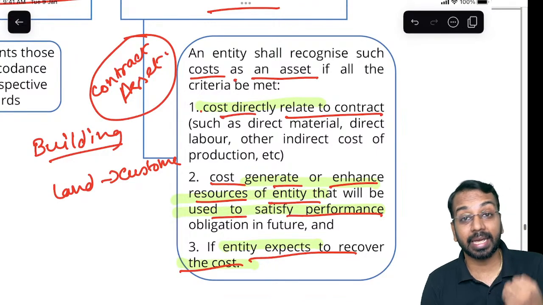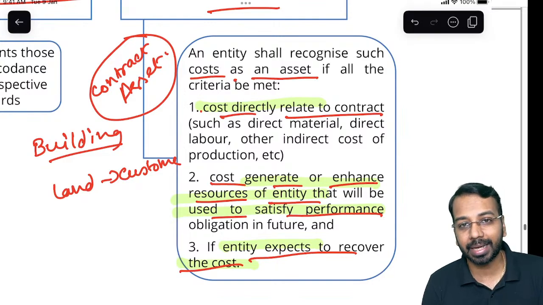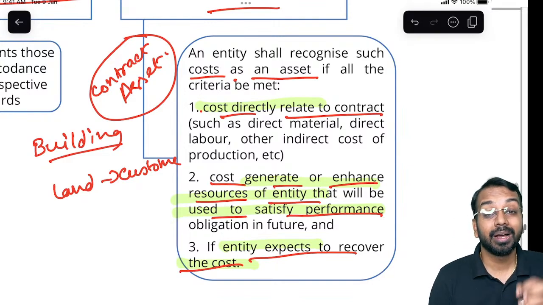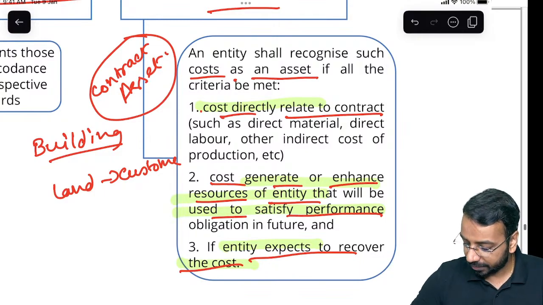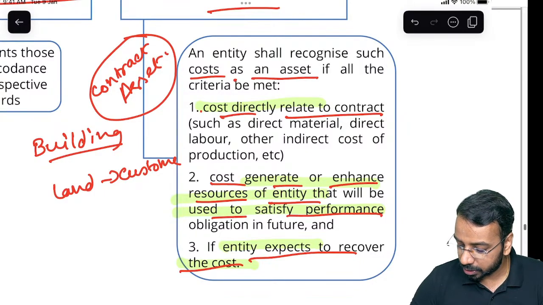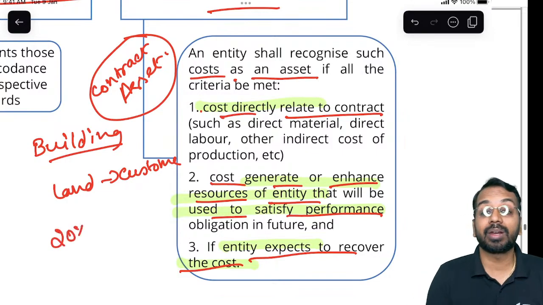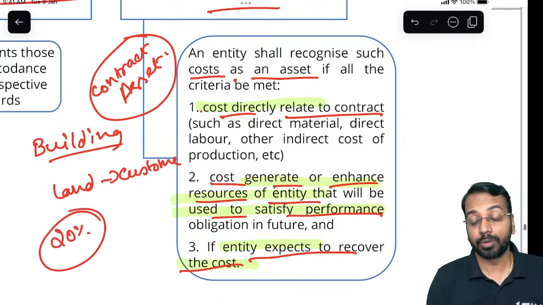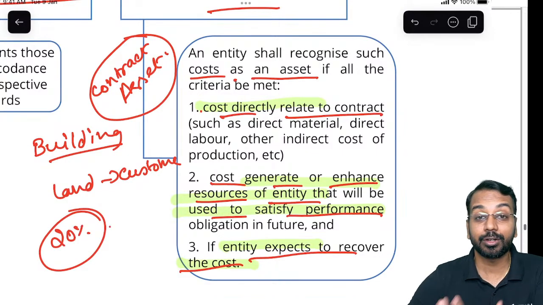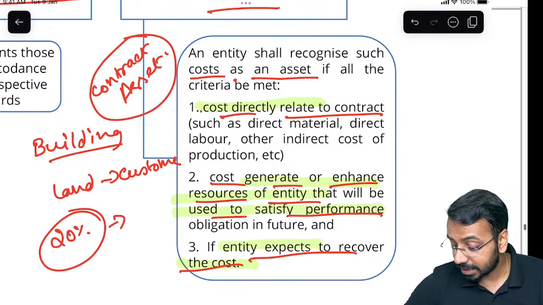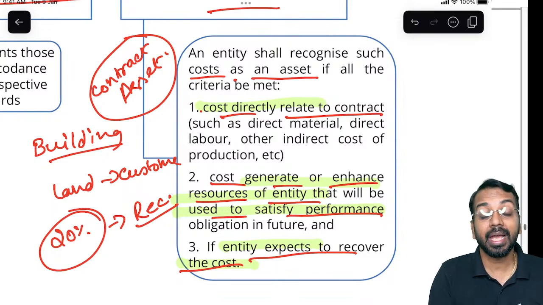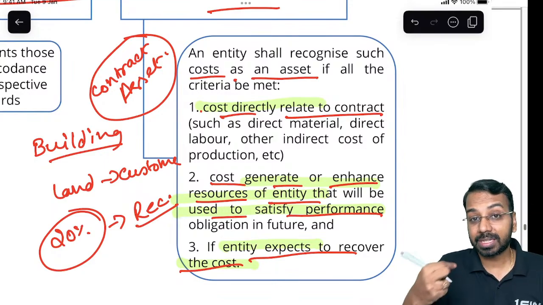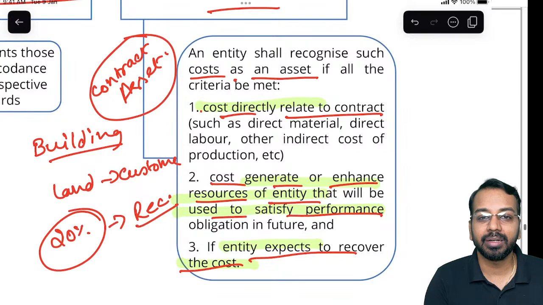Subsequently, when you obtain a right to receive the payment, we call it an unconditional right to receive the payment. For example, I have started construction work. Once it is 20% complete, I have a right to receive 20% of the amount. In that case, I will say receivable. Till the time there is no right to receive, I will say contract asset. Once I have established a right to receive, I will say it is a receivable.